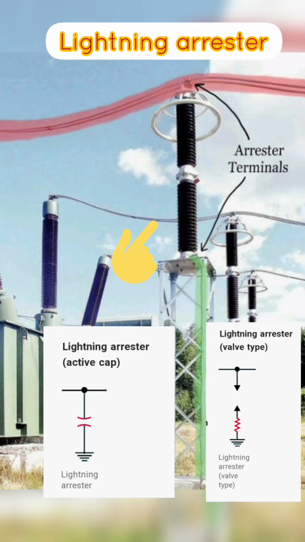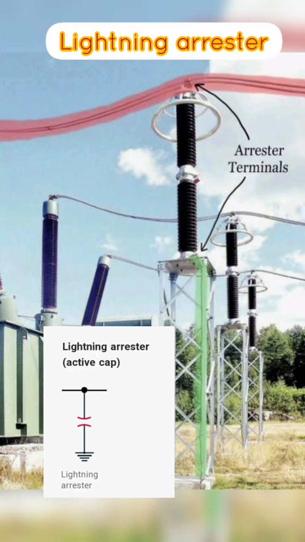For example, a symbol with a diagonal line may represent a lightning arrestor installed on an overhead transmission line, while a symbol with a horizontal line may represent a lightning arrestor installed on a substation bus or other electrical equipment. Overall, the use of standardized symbols for lightning arrestors helps ensure clear and consistent communication between electrical engineers, technicians, and other professionals involved in the design and operation of electrical substations.